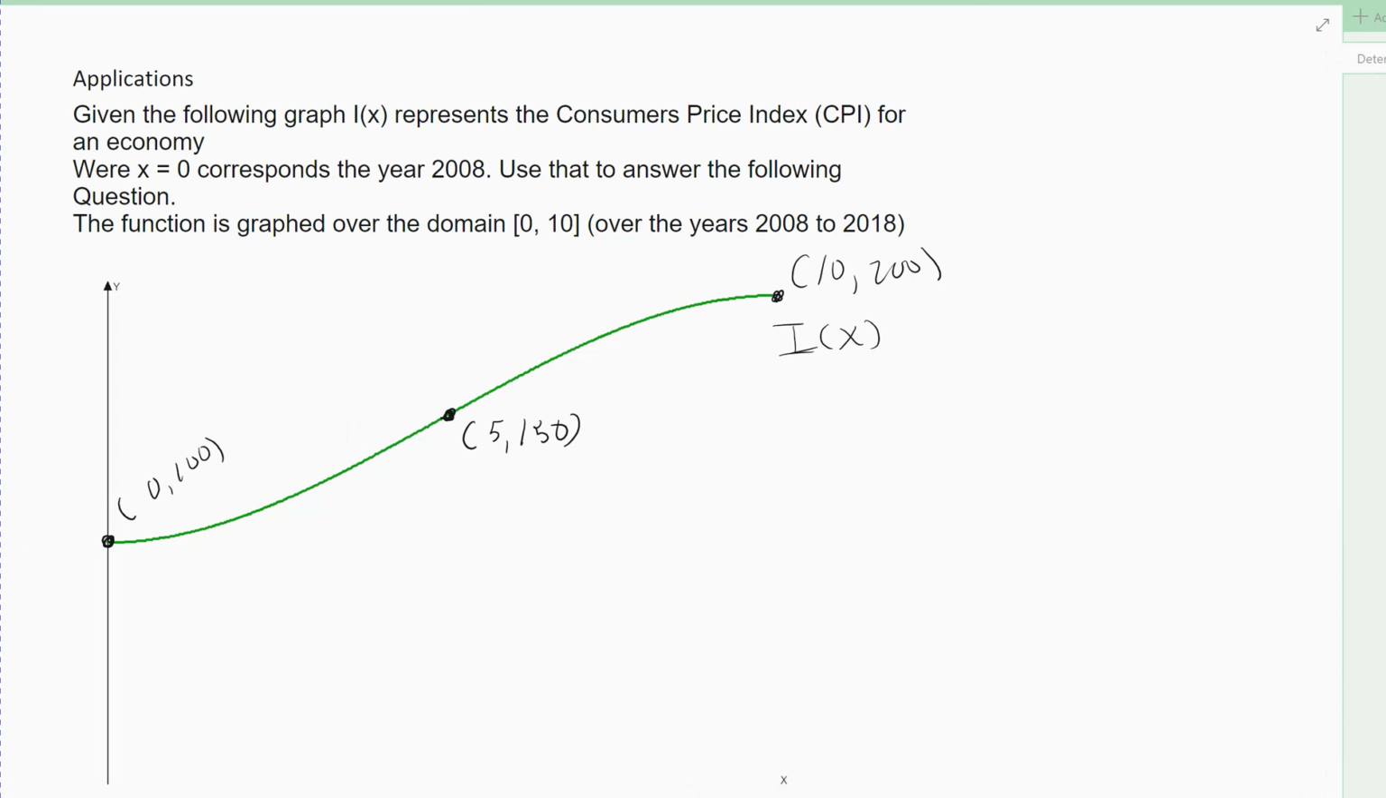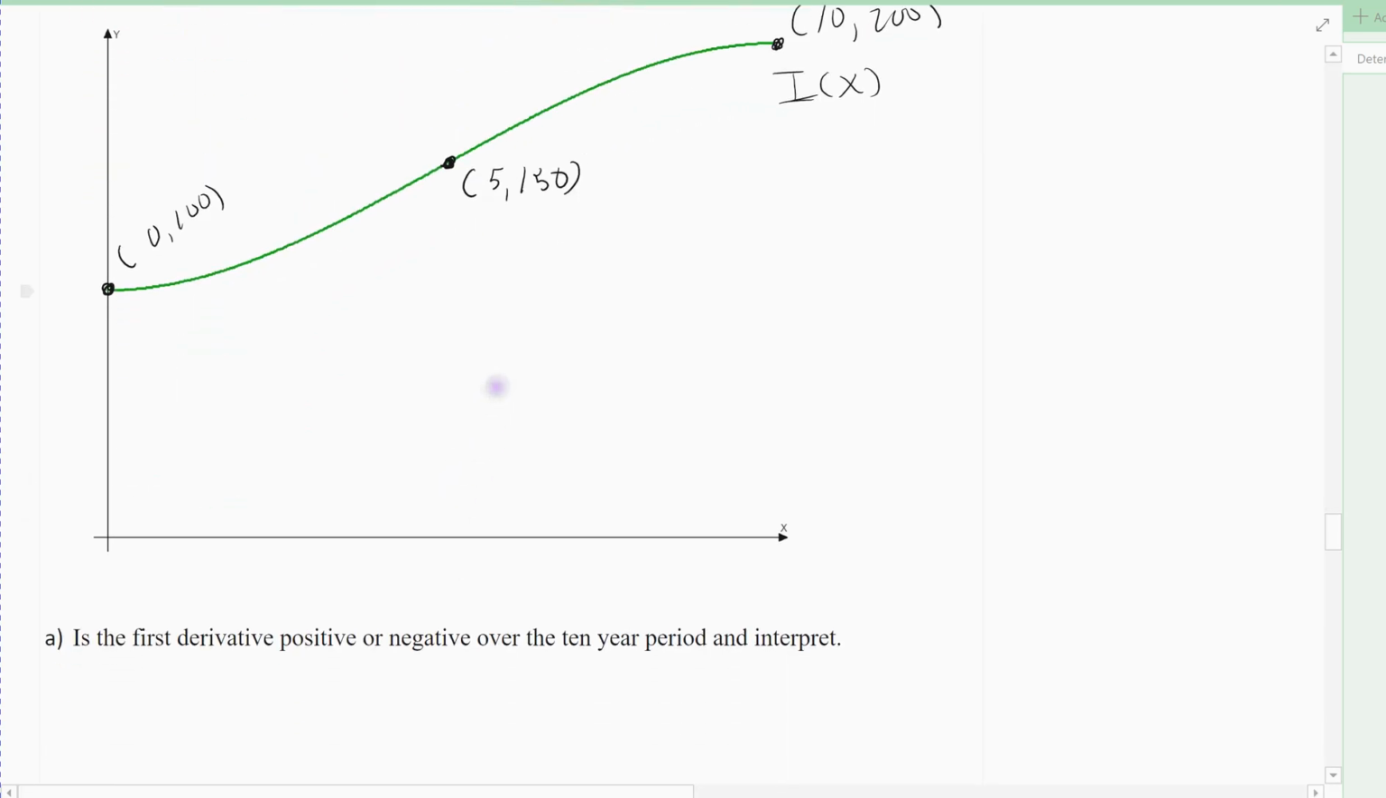Suppose that time 0 is 2008. The function is graphed from 0 to 10, which means 2008 is when it starts, and 10 years later, it stops at 2018. So the information is just from 2008 to 2018. And then they plotted 3 points on the graph, which are important points.